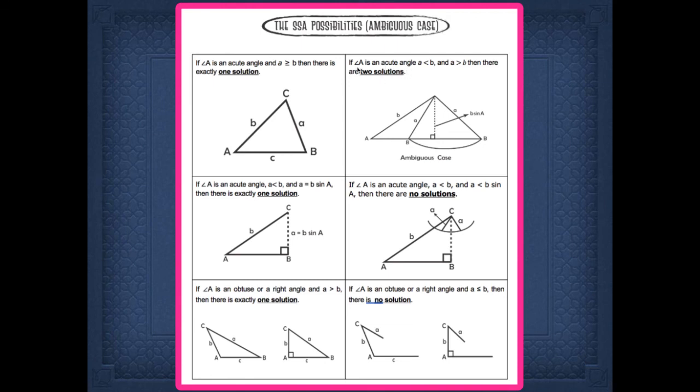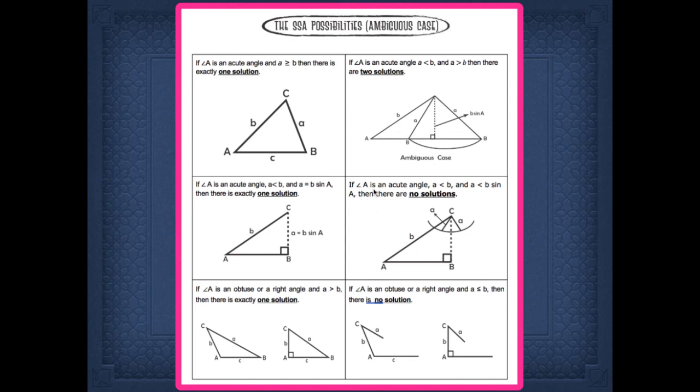Now, when do we arrive at two solutions? When will there be two solutions? If angle A is an acute angle, a is less than b, and a is greater than b sine A. So kindly take note of this. This has been corrected in your learning package already.